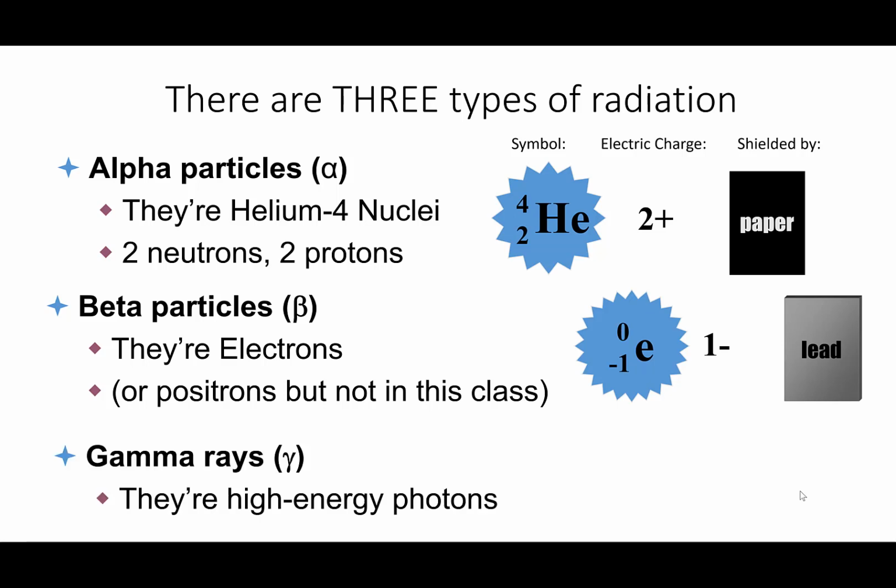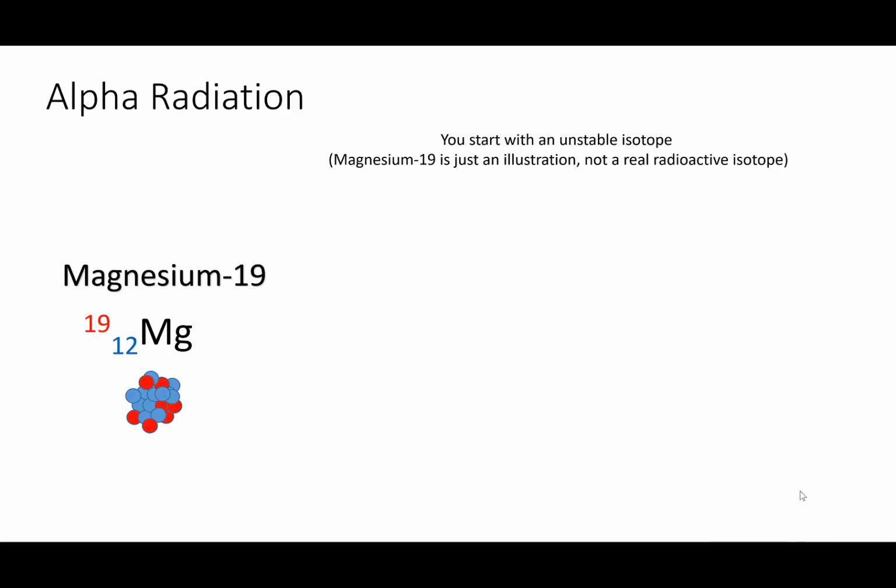Gamma rays are the highest energy kind of radiation. They're high energy photons. They're just beams. They're not particles at all. Well, photons are kind of like particles, but we'll talk about that later maybe. They have no electric charge at all, and they are only blocked by very thick concrete or thick lead. Gamma rays are hard to stop.